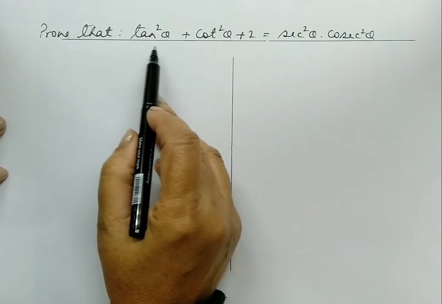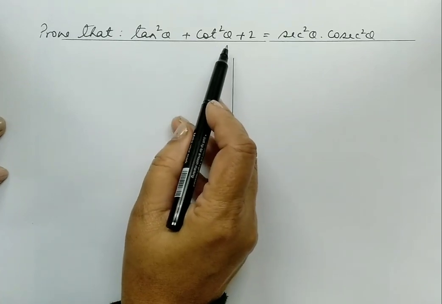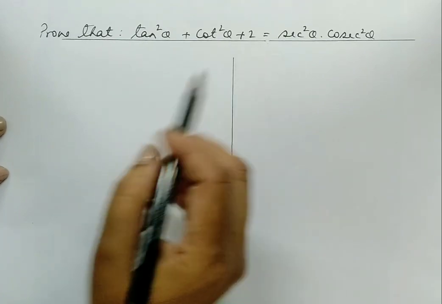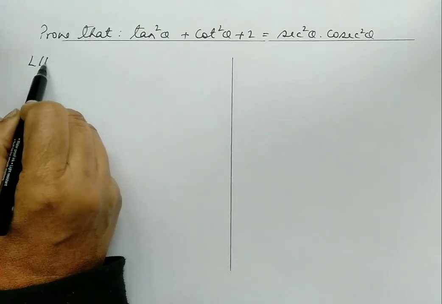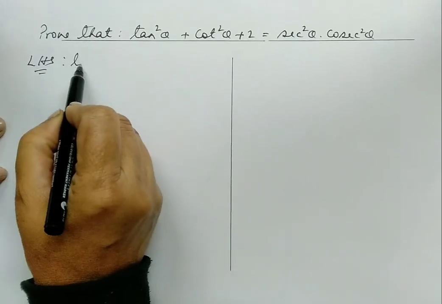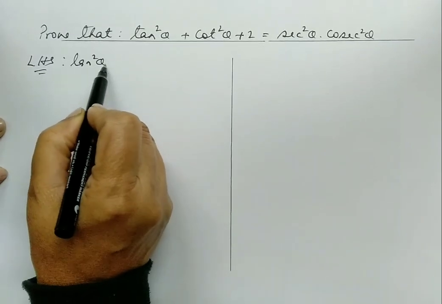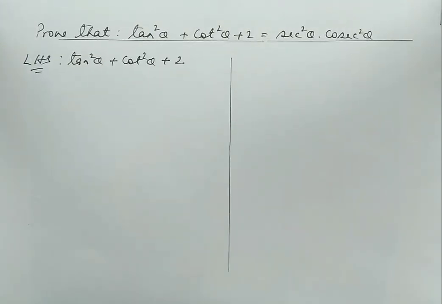So at the beginning, we have tan square theta plus cot square theta plus 2. So let's pick up the left hand side, correct? So what do we have? Tan square theta plus cot square theta plus 2.